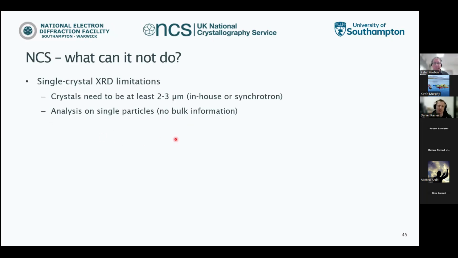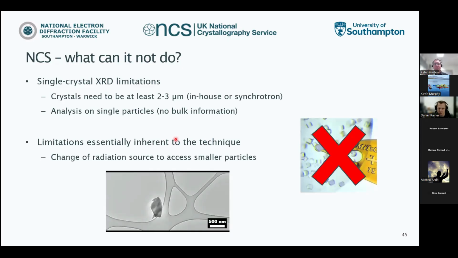Just basically a recap of what Pete said. Single crystal XRD has some limitations. We need crystals that are at least 2 to 3 microns in size, ideally even 100 microns. And this is analysis on a single particle, so there's no bulk information, which PXRD can provide. But at the NCS, what we provide is a single crystal service. So these limitations are inherent to the technique of single crystal XRD, right?